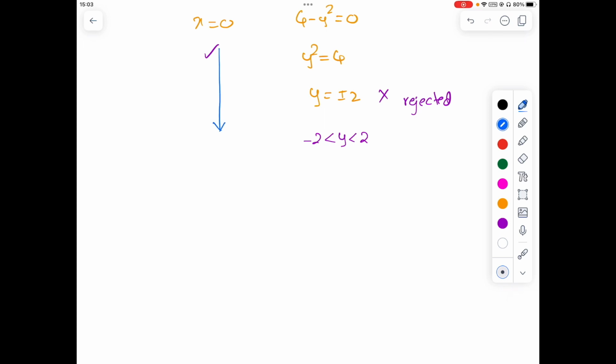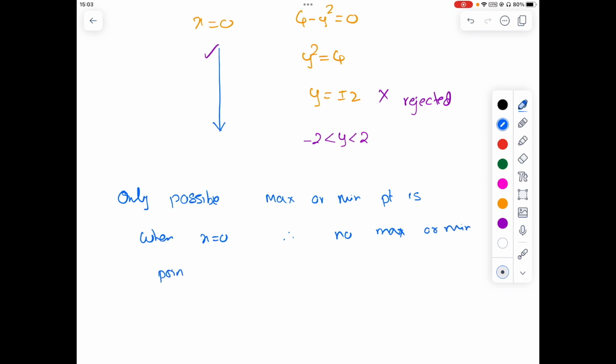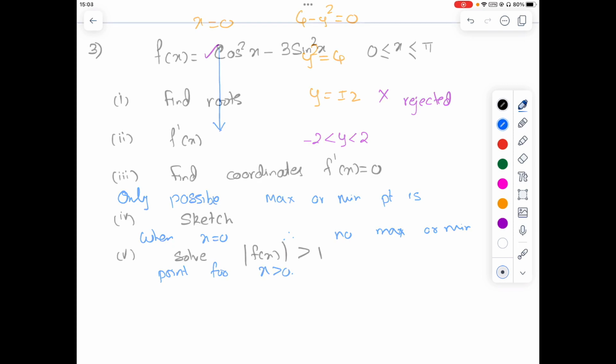So what am I going to write? I am going to write the answer over here. At x equals 0, there is a maximum or minimum point. So only possible maximum or minimum point is when x equals 0. Therefore, no maximum or minimum point for x greater than 0. That's going to be the answer for this question.